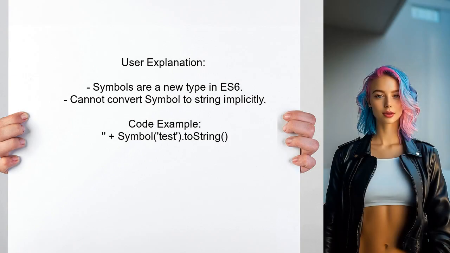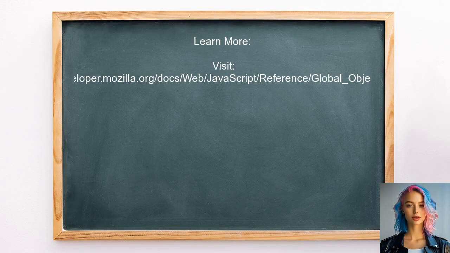This user points out that the reason you can't use the plus operator with a symbol is that symbols are a new type introduced in ES6. They emphasize that the type of the value is not a string, which is why the implicit conversion fails. For more information, you can check the official documentation on symbols at the provided link.